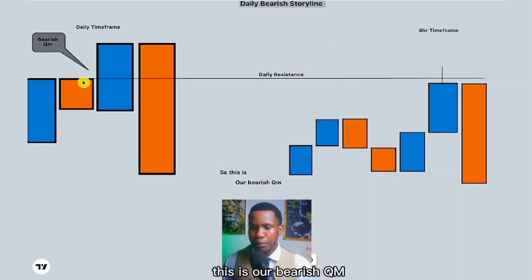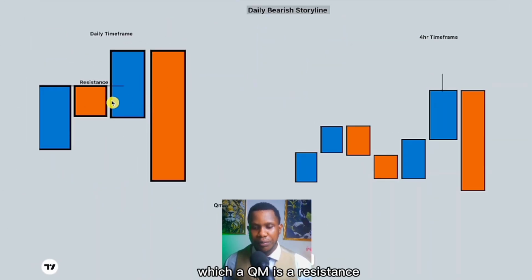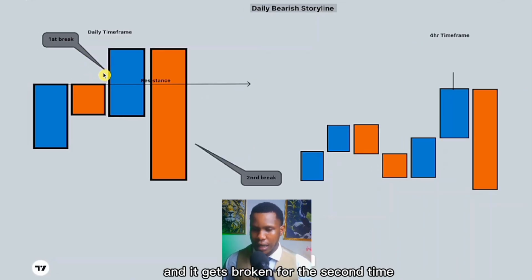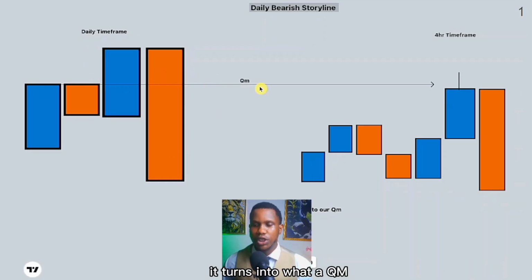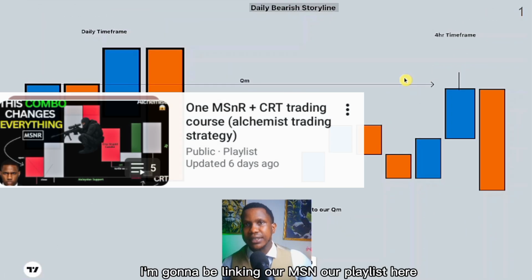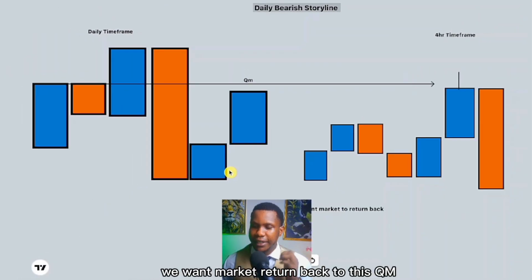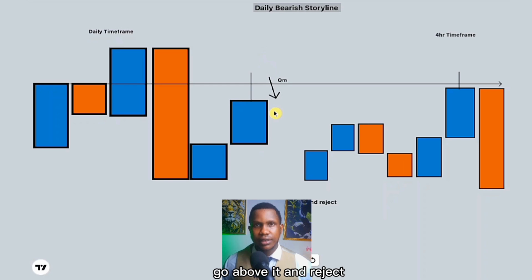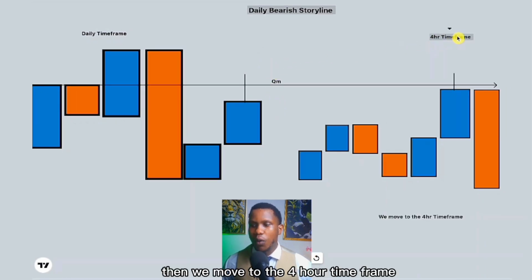This is our bearish QM. A QM is a resistance that gets broken for the first time, and when it gets broken for the second time, it turns into what? A QM. If you don't know how we get this QM, I'm going to be linking our MSNR playlist here. We want the market to return back to this QM, go above it and reject. Then we move to the 4-hour time frame.